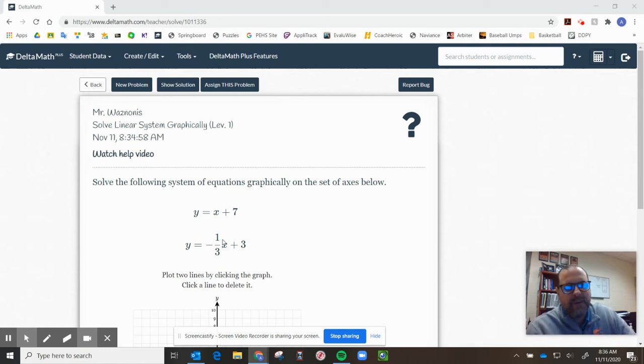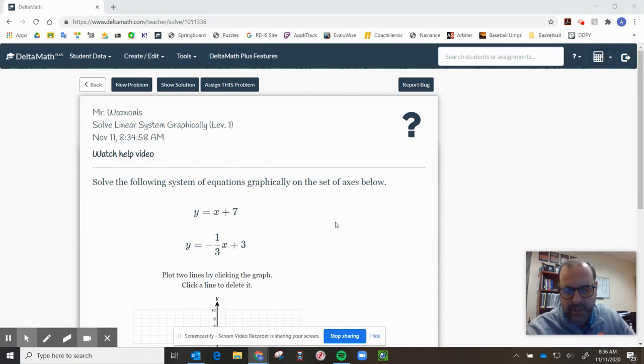We're going to talk about systems of linear equations, or linear systems. What that means is we're going to look at where two lines cross and what that meeting point is. This is a really important thing as you go along.